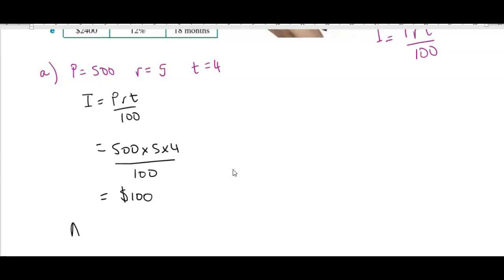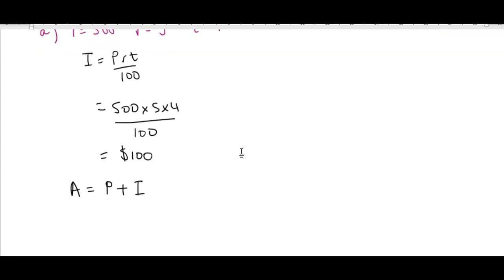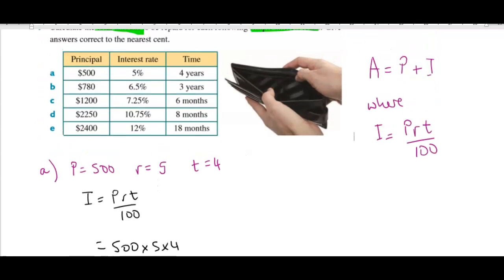So your total amount is your principal plus the interest. So we worked out the interest to be 100. So the principal is 500. So 500 plus 100. So the total amount is $600. All right, let's do one more. I'll do E, and then you can do all the ones in between. So the principal equals 2,400. Your interest rate is 12, and the time is 18.